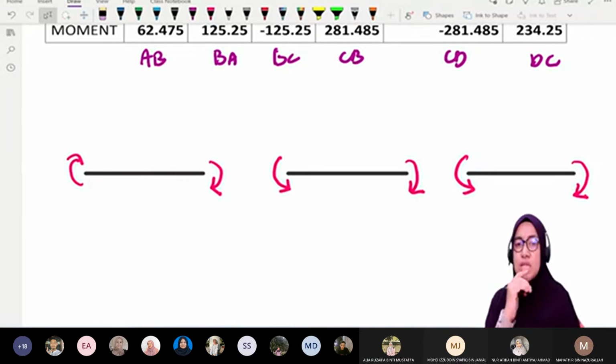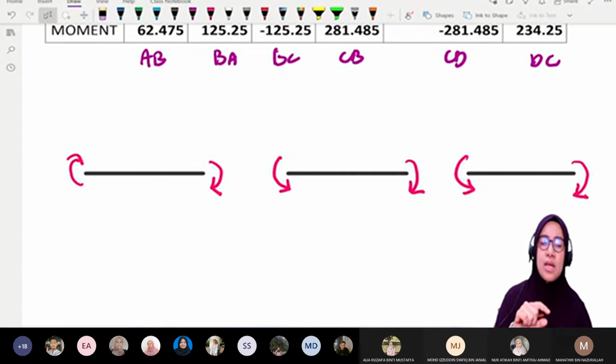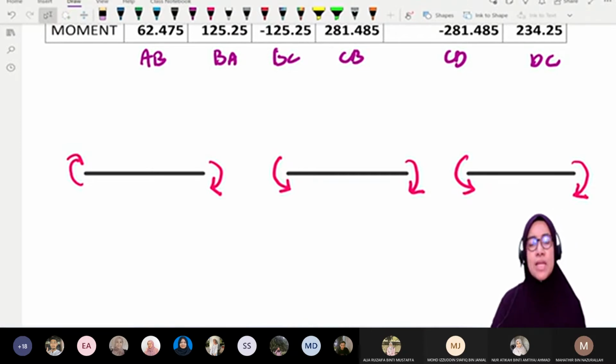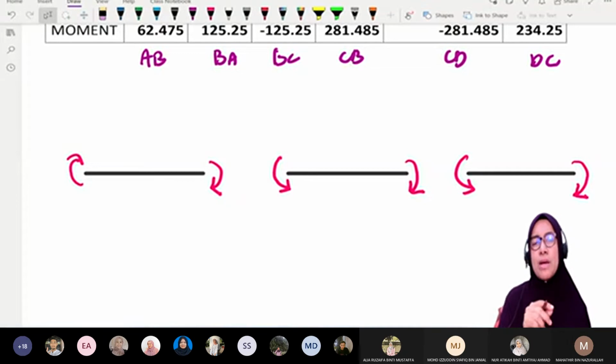Okay, so kita tengok je value dalam table. Okay, and then tengok dia punya sign. Okay, letak moment diagram ikut sign tu. Okay, kalau positif sebab kita punya sign convention positive is clockwise. So semua positif tu arah dia clockwise lah. Dan semua negatif arah dia counterclockwise. So macam ni. Okay, this shows the moment position in the diagram.